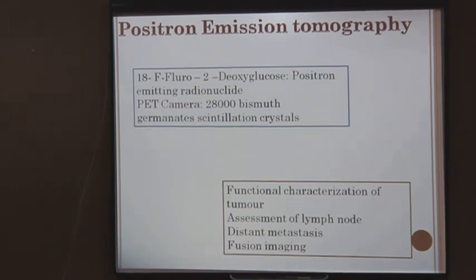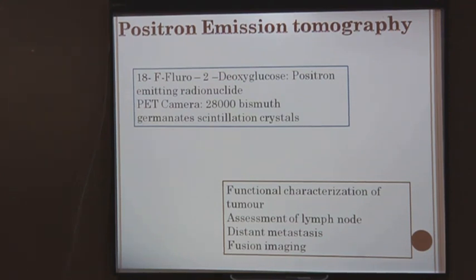Positron emission tomography. What is a positron? It's a subatomic particle, the antiparticle of the electron, with the mass of an electron and the charge of a proton. So that is a concept here. And this was an MCQ question. Do you remember? The material used in PET scan, 18-FDG, 18-F-fluoro-2-deoxyglucose.